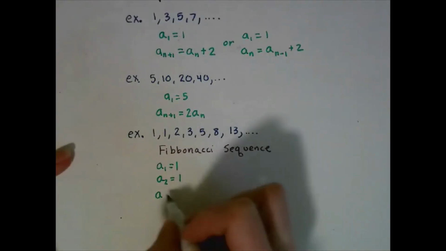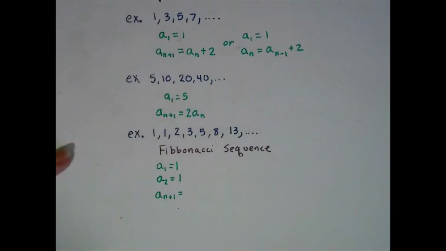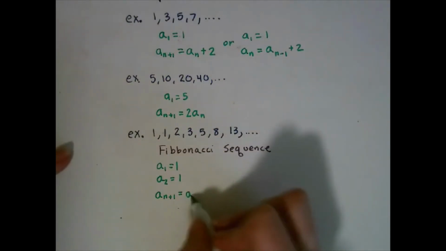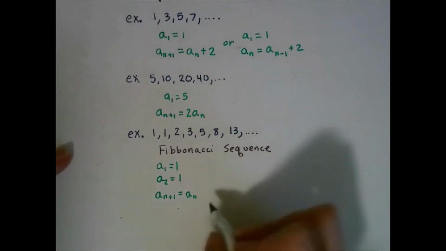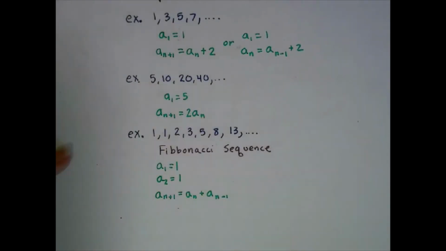Now, and again, the subscripts here can vary, but I'm just going to stick with my an plus 1. To get to the nth plus 1 term, I'm going to add the term before that, which would be an, and the term before that, which would be an minus 1. Again, as long as the subscripts match, all of them are valid. So that is a recursive formula.